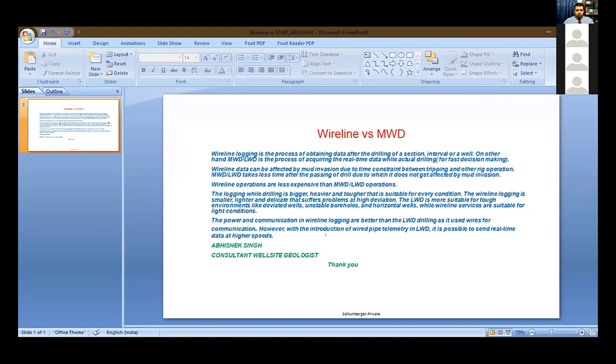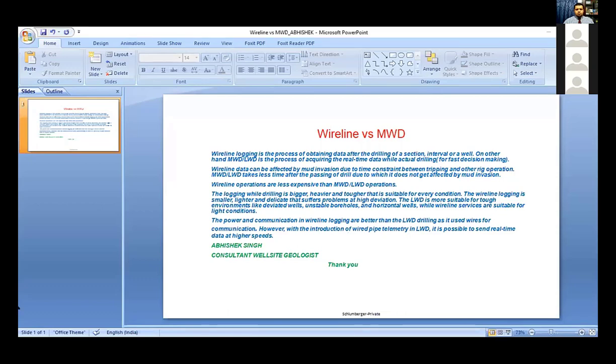And the power and communication in wireline logging are better than in LWD, as it uses wires for communication. However, with the introduction of wired pipe telemetry in LWD, it is possible to send real-time data at higher speed. So it's a very short slide for me.